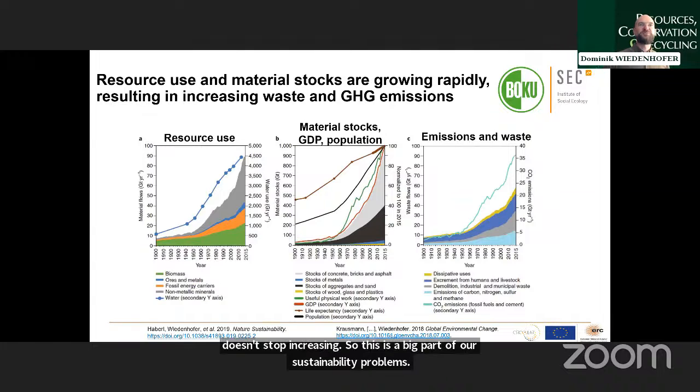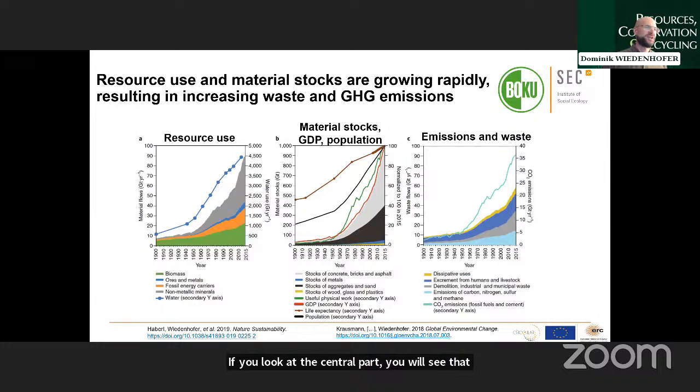If you look at the central part, you will see that material stocks are also increasing rapidly, very much in line with GDP growth, very much exponential trends here. So more than half of the resources that we extract end up in stocks. One might wonder where they are. This brings us to the mapping part.